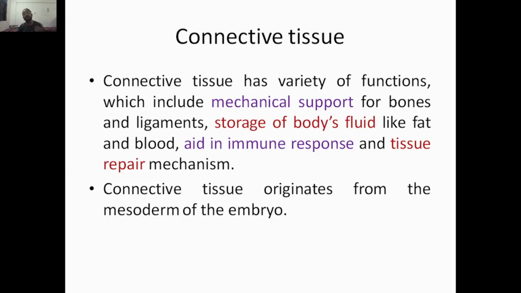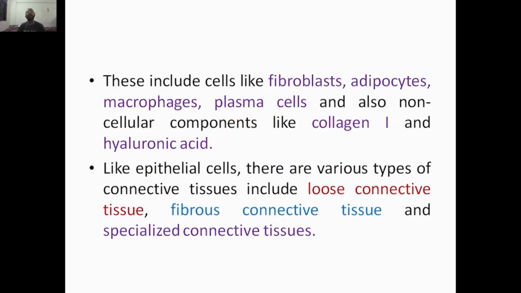Next, connective tissue originates from the mesoderm of the embryo. That is where exactly it originates. That is the mesoderm of the embryo. Now these include cells like fibroblasts, adipocytes, macrophages, plasma cells, and also non-cellular components like collagen 1 and hyaluronic acid. So these are the different components present in this particular connective tissue. We have the fibroblasts, the adipocytes, macrophages. We know what macrophages are and why they are used. I'm not explaining every cell here.